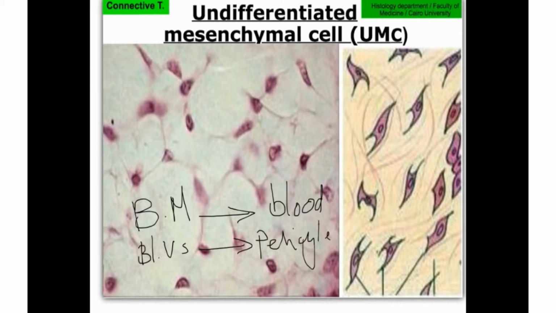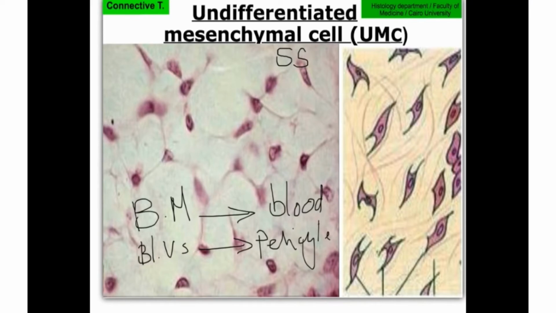As regards the LM, they are small stellate cells, and they have a basophilic cytoplasm. Here the cytoplasm is basophilic, and they have a large oval pale nucleus with prominent nucleolus. As regards the EM, this is the cell, and this is the nucleus. Here the cell is small, and actually it is branched. Here is the cell, the nucleus, the nucleolus.